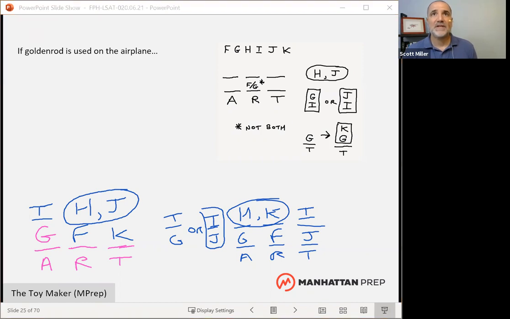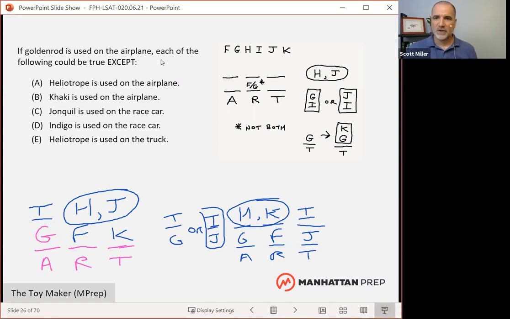So now that I have this on my scrap paper, and again, maybe it takes me a minute to write all this down, based on the condition that G is with A, to make these inferences that I is either going to be with G or I is going to be with J. If I is with J, it has to be with T, and then fill in the rest of these diagrams. Maybe it takes me a minute and 20 seconds, let's say. But now let's look back at the question.